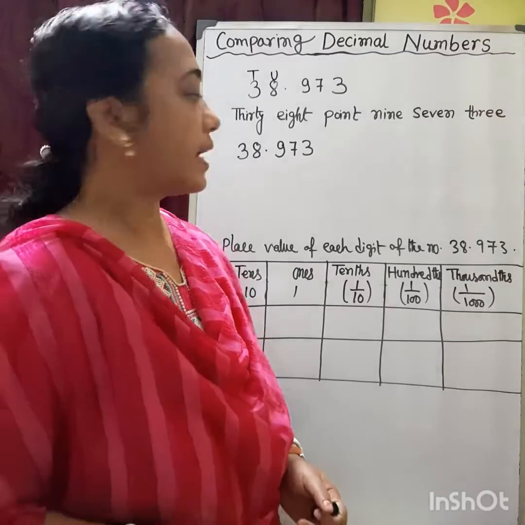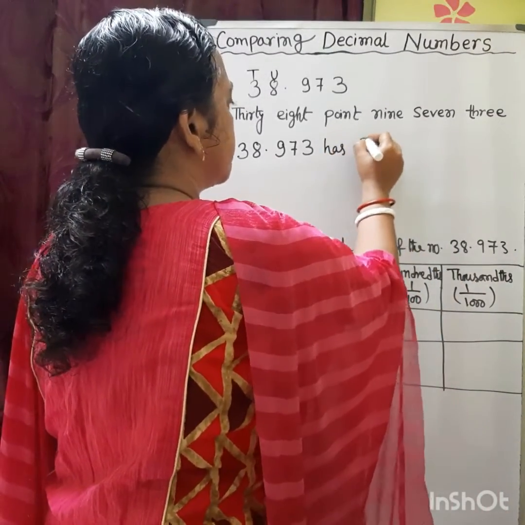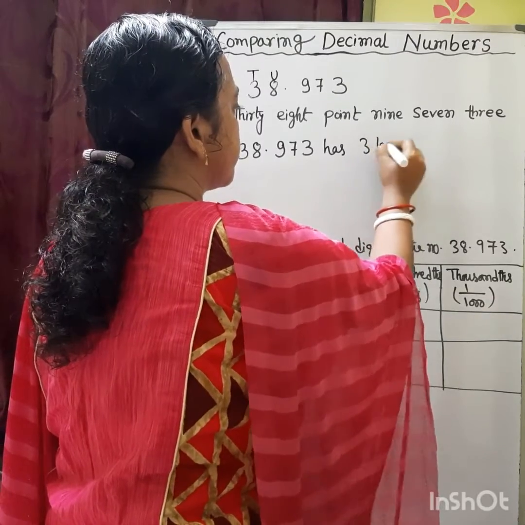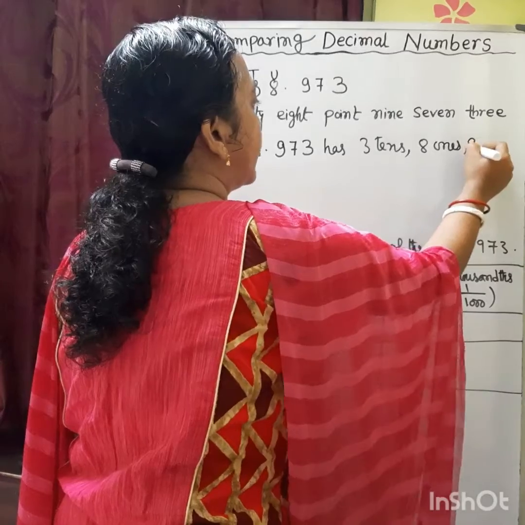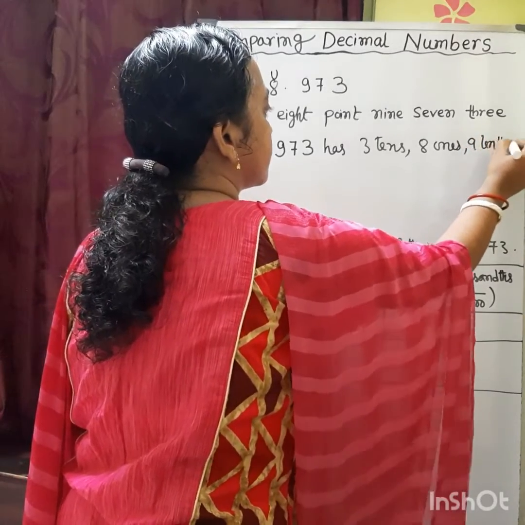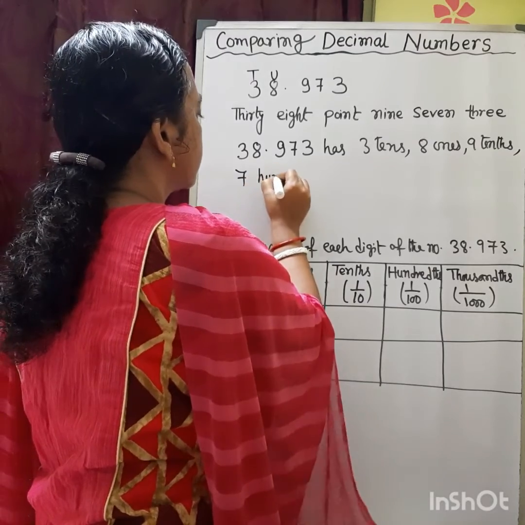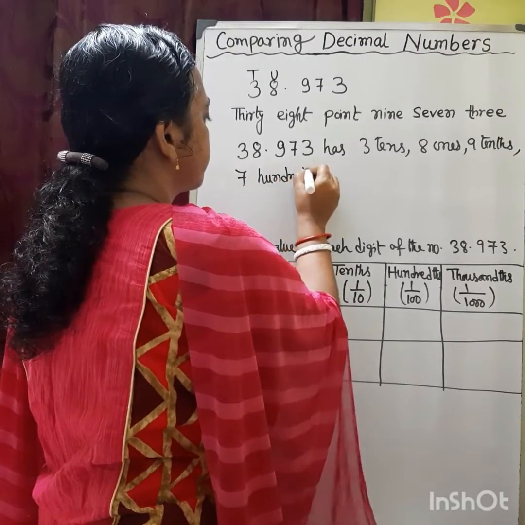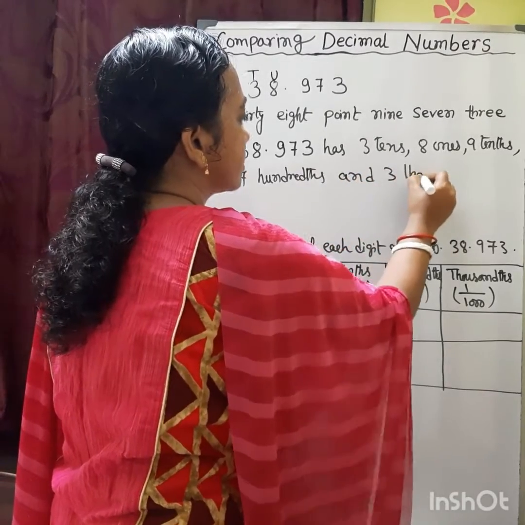So it indicates that this number has 3 tens, 8 ones, 9 tenths, then 7 hundredths and 3 thousandths.